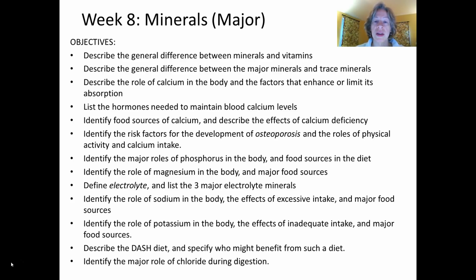Hormones needed to maintain blood calcium levels. Remember, blood calcium is maintained at a steady concentration in your blood, just like your blood glucose, and your blood glucose levels are controlled by insulin and glucagon. Well, your blood levels of calcium are controlled by two hormones, parathyroid hormone, also called parathormone, and calcitonin. So remember those two.